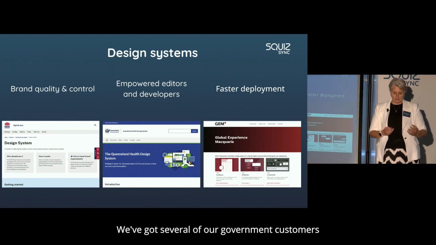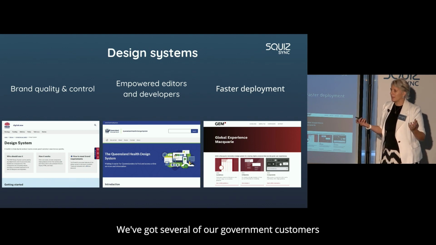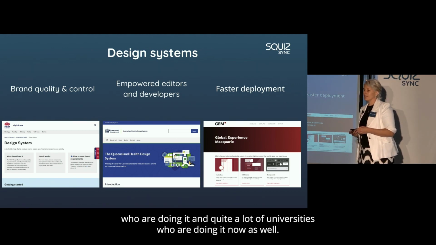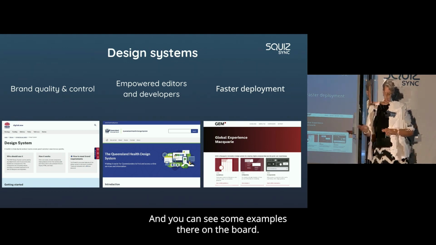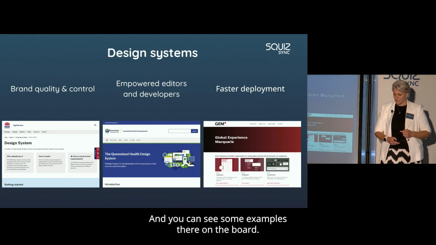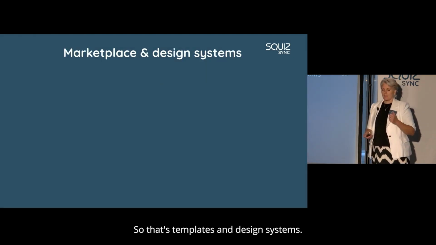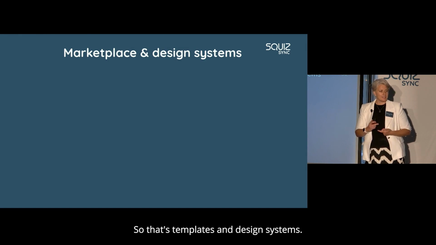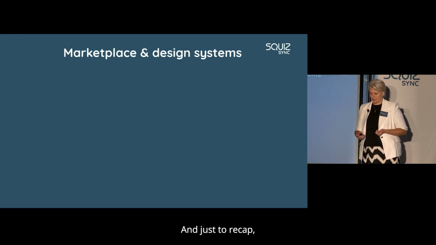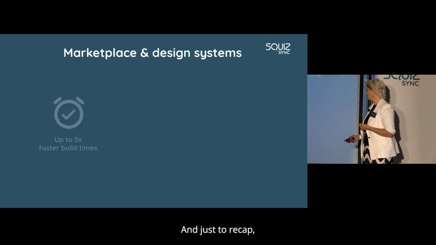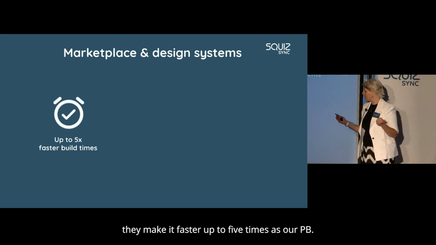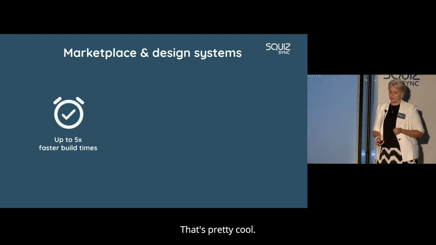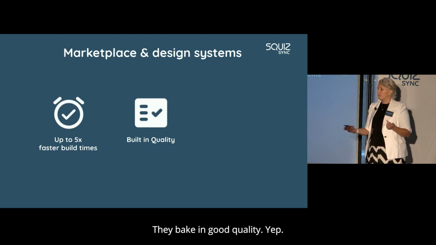We've got several of our government customers who are doing it, and quite a lot of universities who are doing it now as well. And you can see some examples there on the board. So that's templates and design systems. And just to recap, they make it faster. Up to 5 times is our PB. That's pretty cool. They bake in good quality.